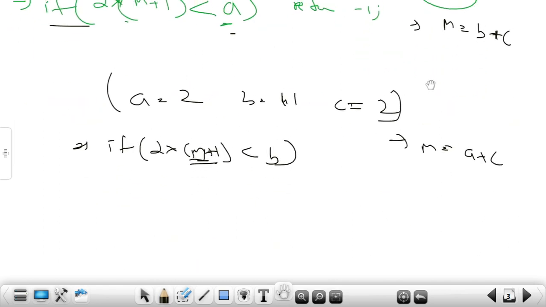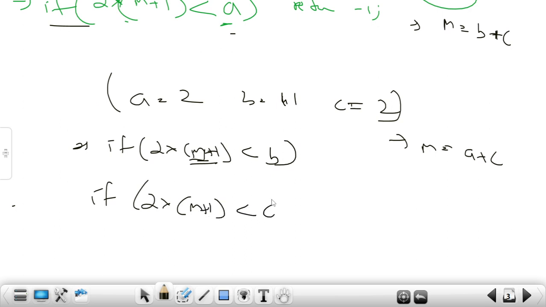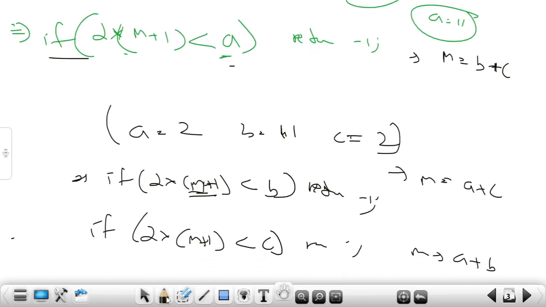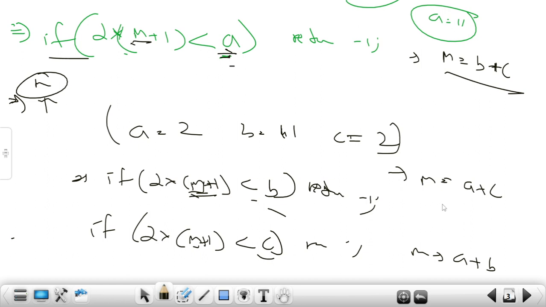And similarly for c as well, I can write the condition. For c I am going to write the same condition: if 2 cross m plus 1 is smaller than c, in that case I have to return -1. Here m is going to be a plus b. Now these are the three conditions that I have to check. But instead of checking three conditions, I can find out of a, b and c which has the maximum value. After that, for that maximum value I can write the value of m. If a is maximum, then the value of m is going to be b plus c. If b is maximum, then the value of m is going to be this, and if c is maximum, then the value of m is going to be this.